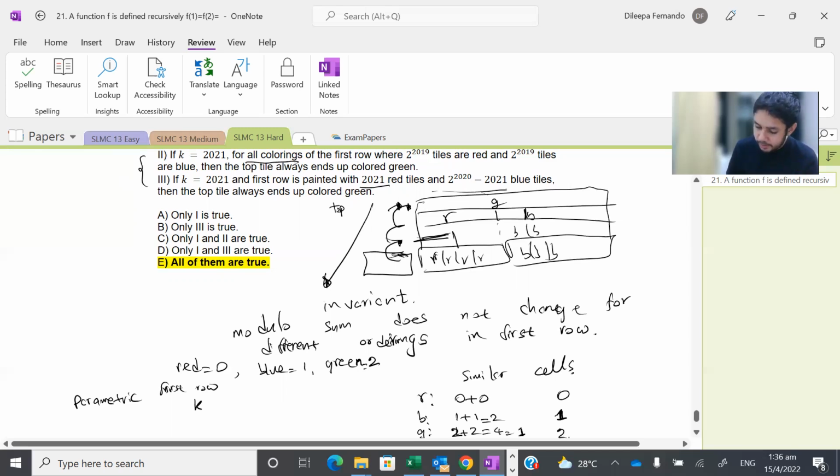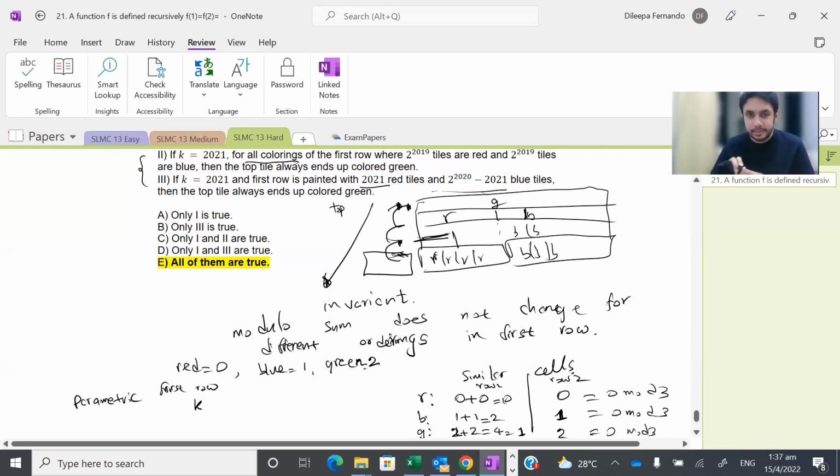Can you see a relationship? These all add to 0 mod 3, right? So all add to 0 mod 3. I mean the initial sum in the first row and row 2. Row 1 is 0, row 2 is 0. Row 1 is 2, row 2 is 1. Row 1 is 1, row 2 is 2. You can see these sum up to 0 mod 3.